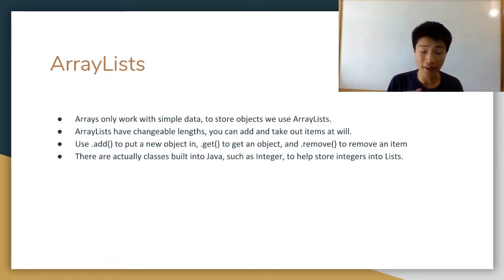So now what if we do want to store regular integers or strings, very simple pieces of data, inside of an array list? Why would you do that? Because you want that dynamic length, right? You want a length that can change. There are actually built-in classes to store simple data. There's an Integer class, and all the Integer class does is it makes integers.